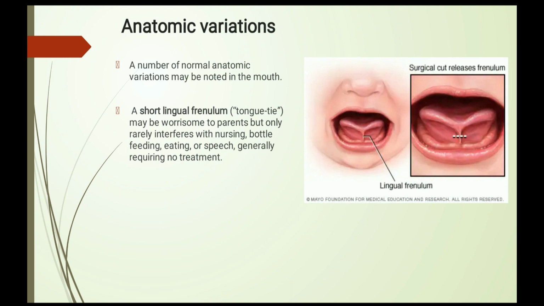Let's discuss some anatomic variations of a newborn infant which need no treatment or specific management, as they are normal. They don't interfere with the normal physiological processes of the infant. These include a short lingual frenulum, commonly called tongue tie. Usually parents present with their baby for the tongue tie. They are worried, but we have to counsel them that it rarely interferes with nursing, bottle feeding, eating or speech. Generally, it requires no treatment.